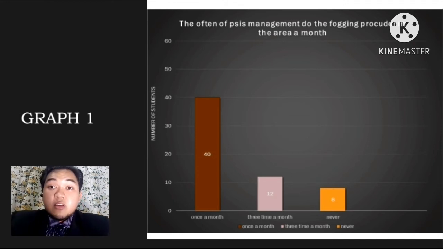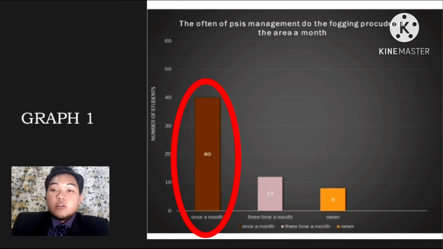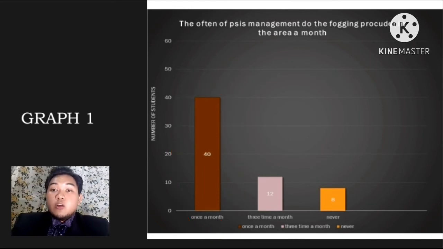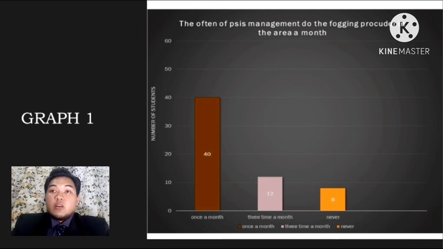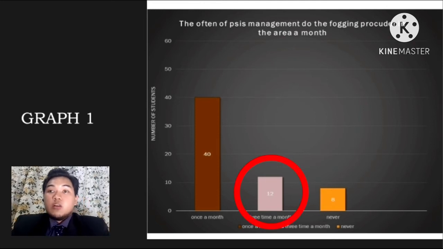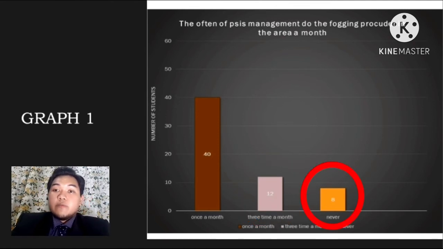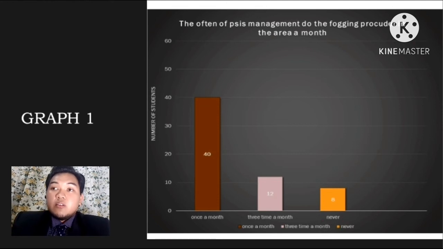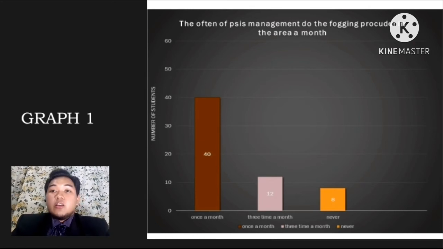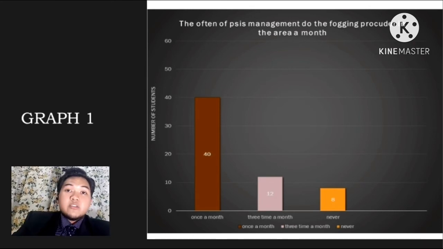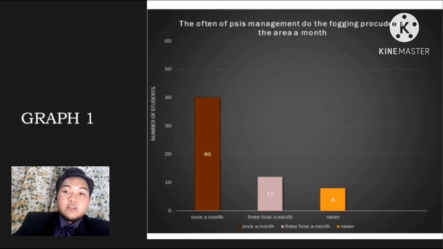It can be seen clearly that 40 students choose that disease management does the fogging procedure once a month, 12 students voted 3 times a month, and 8 students choose never. It can be clearly seen that most of the 60 students voted for once a month, and only 8 students chose never for the survey.